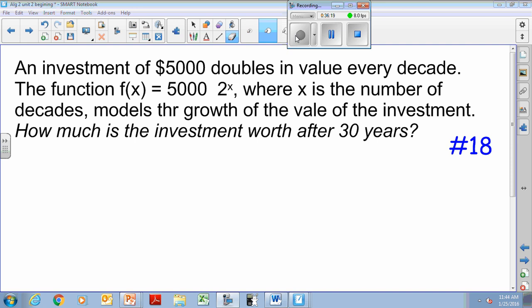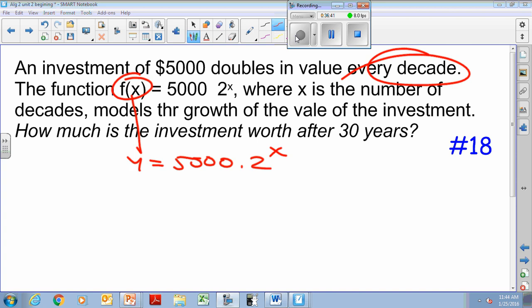Someone is going to be tempted to put that 30 in the place of the x, but it's not going to be there. So hopefully you wrote this down. You just rewrote this using a y. Y equals 5,000 times 2. Things are doubling every decade. Circle decade. That's the key thing there.